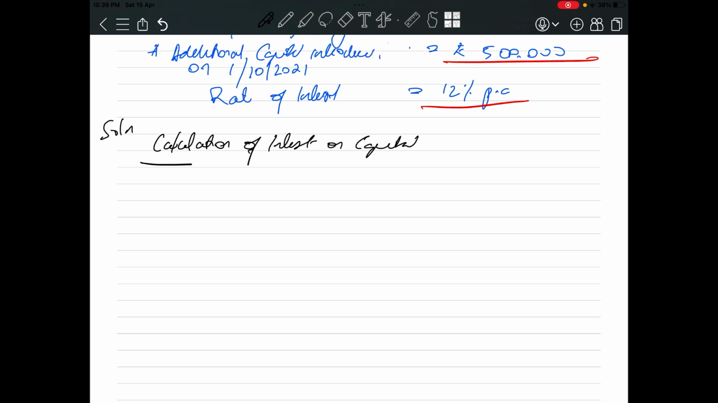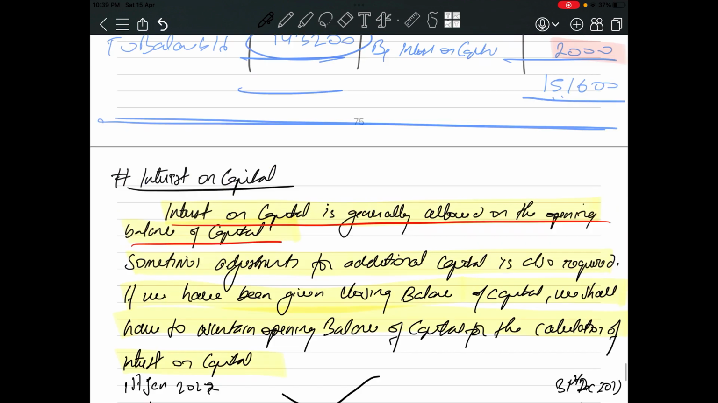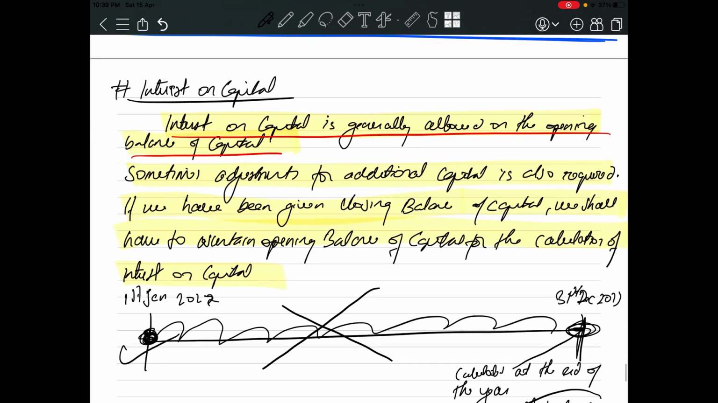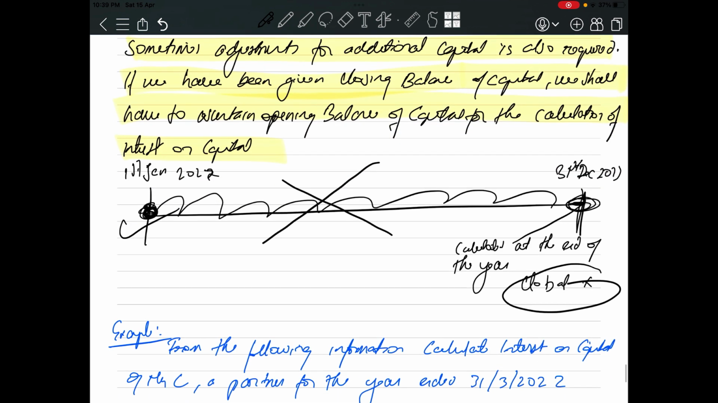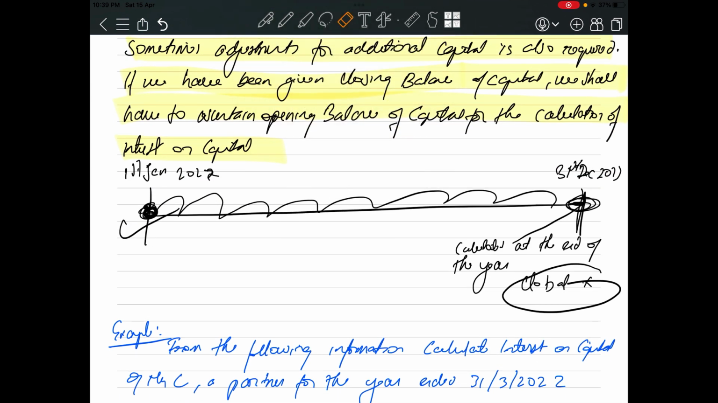Okay, now I will tell you two ways how you can calculate. So the better way you understand, you can apply that formula. Now see, we have to calculate interest on capital and we know the rule. I have written down here, what was the rule? Interest on capital is generally allowed on the opening balance of capital. So for example, at this point we have introduced capital, and at this point we have introduced additional capital.